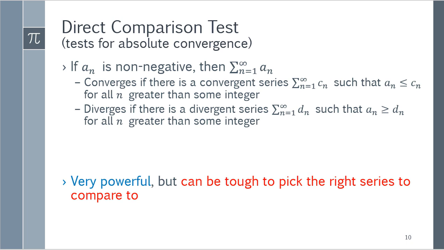So the next couple of videos, we're going to be talking about what are called comparison tests. There are two of them that we're going to be discussing. The first is the direct comparison test, which is, again, a test for absolute convergence. So I need non-negative terms, which we kind of get around by making sure that we're dealing with absolute values.